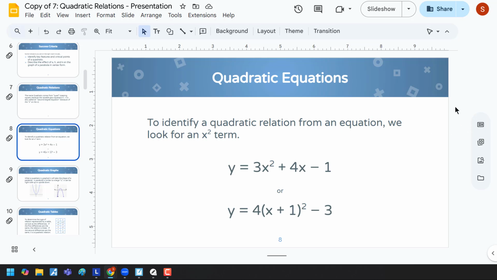All right, quadratic equations. To identify a quadratic relation from an equation, we look for an x squared term. So here we have y equals 3x squared plus 4x minus 1. See the x squared, we're good. Or y equals 4(x plus 1) squared minus 3. So that square, if you know BEDMAS, will apply to that x, and it will become x squared. So these are 2 different forms of a quadratic relation.